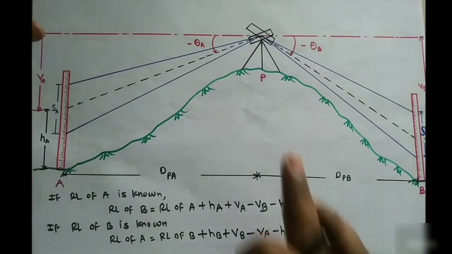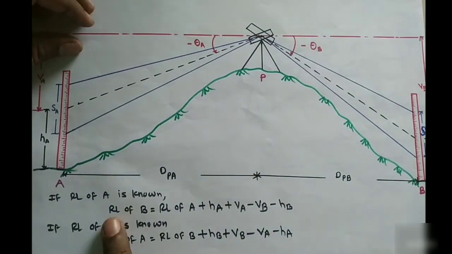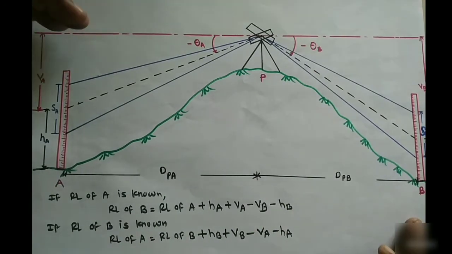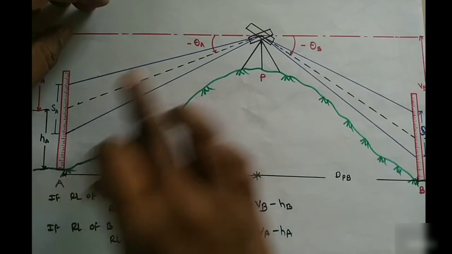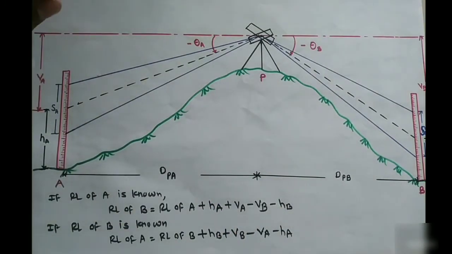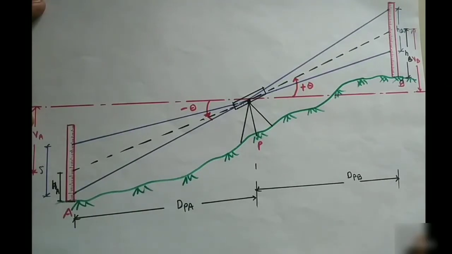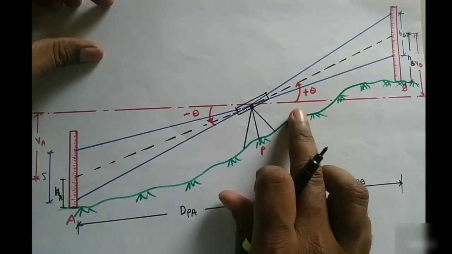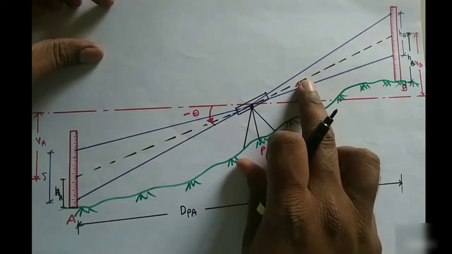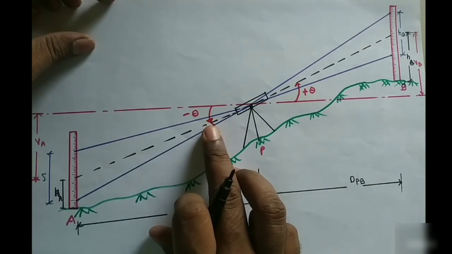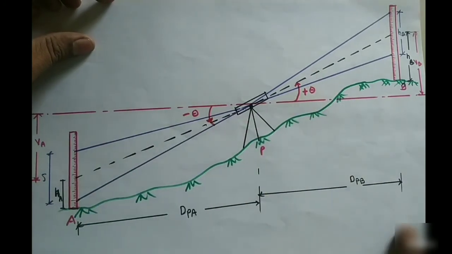Okay, diagrammatically you can directly find out the RL of B, RL of A. So whenever the problem is given in the exam, first you have to draw the diagram, okay, and with the help of the diagram you can directly find out the RLs of both the points. Got it? Now the last case is if one angle is given as angle of elevation and the other angle is given as angle of depression. Okay, most of the time this type of question is asked in the examination.